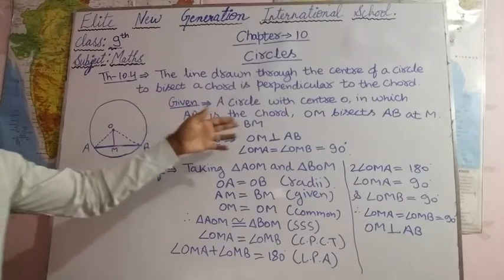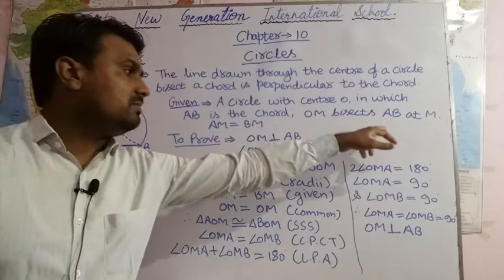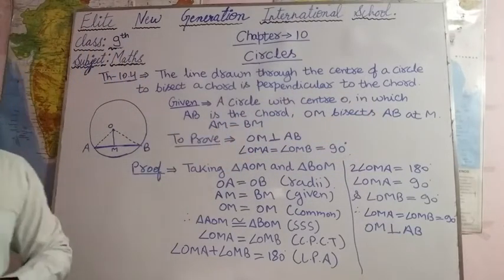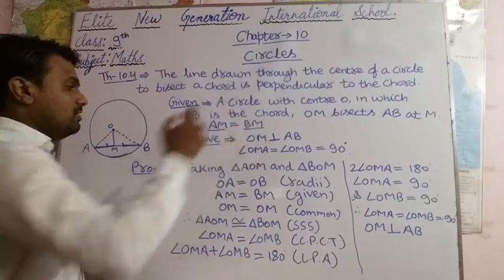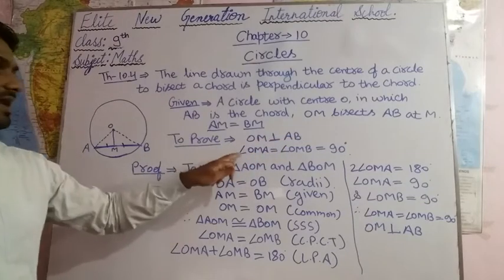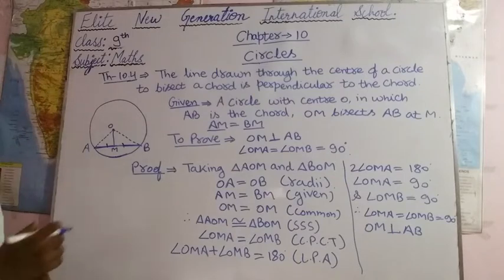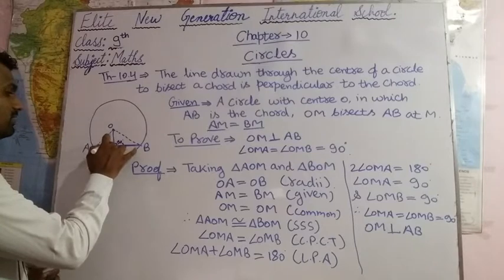Given a circle with center O in which AB is the chord, OM bisects AB at point M, and we are also given that AM equals BM. Now to prove OM is perpendicular to AB, that means angle OMA equals angle OMB equals 90 degrees. So here we have to prove that these two angles are equal to 90 degrees.